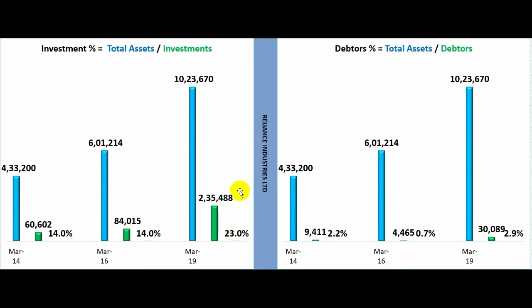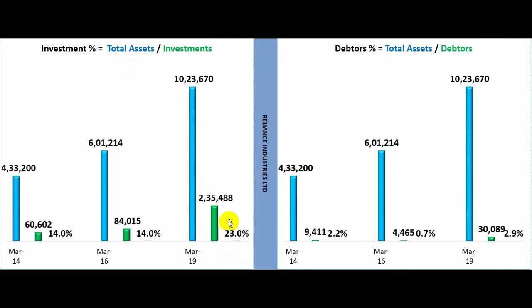If the company has a lot of temporary or excess cash lying idle, it can always invest and generate other income, but this should not be a constant feature. That is, you don't want a very high investment activity going on in the business. Out of the 10,23,000 crores of total assets, the company's investments were 2,35,000 crores.